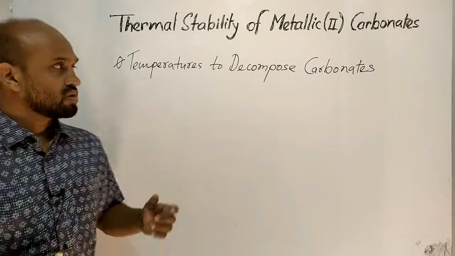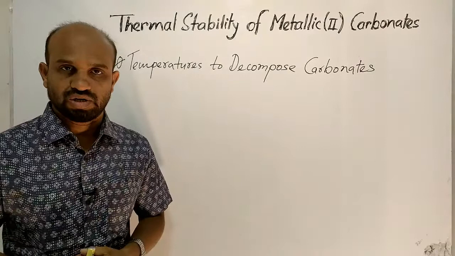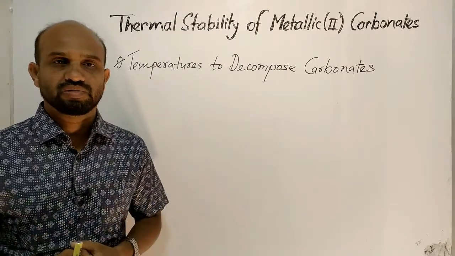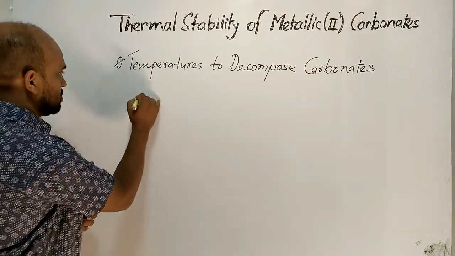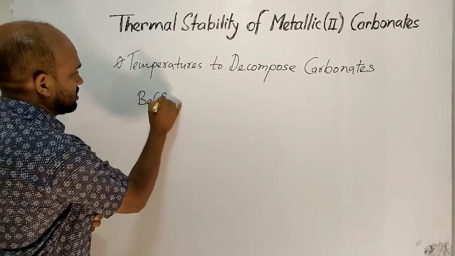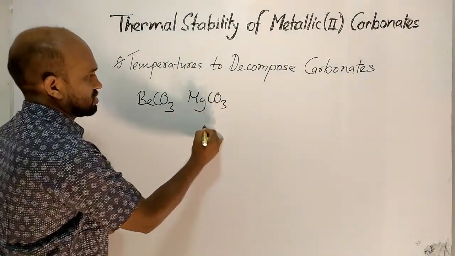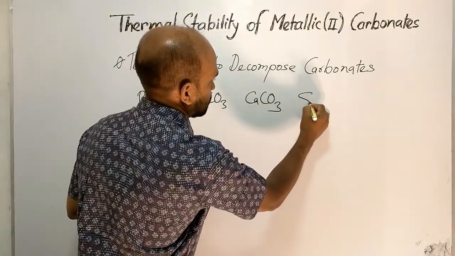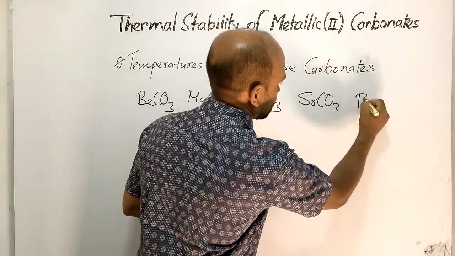Now the point is temperatures to decompose carbonates. That means here group 2 elements metallic carbonates, and those are beryllium carbonate, magnesium carbonate, calcium carbonate, strontium carbonate, and finally barium carbonate.